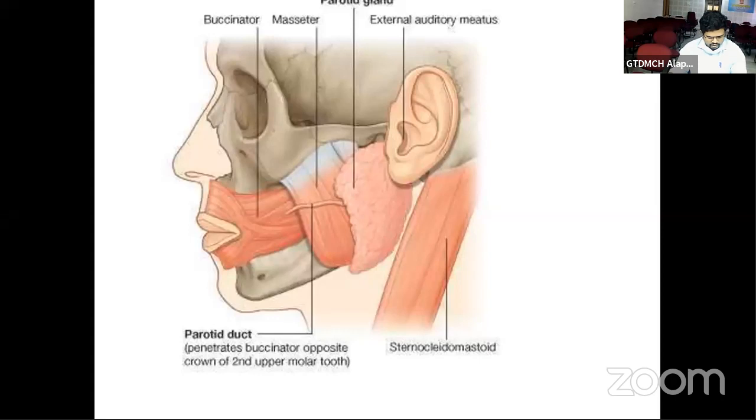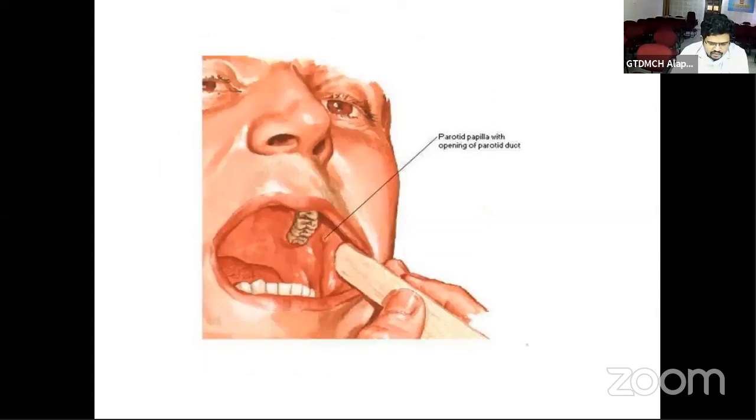Do you know what is os parotidis? What is it? You can find out. How did this name parotid come? Behind the otis, para otis. That is parotid. Okay. And now you can see the parotid duct entering inside the second molar tooth.